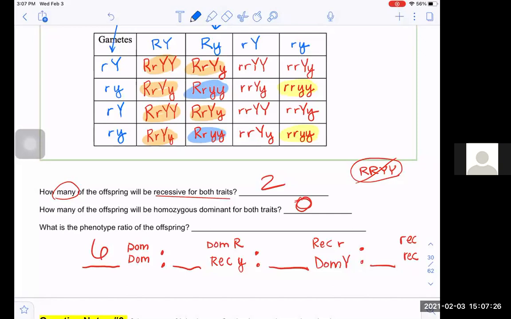Ms. Klepper? Yeah. For the first number, the six, how is that? So you're counting up how many are dominant for both the round shape and the yellow color. As long as they have the dominant R and one dominant Y, they're going to be dominant for both traits. Remember, this is the phenotype ratio, so what they look like. Got it. Okay, so our second number is going to be two.